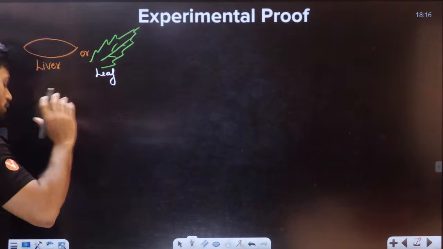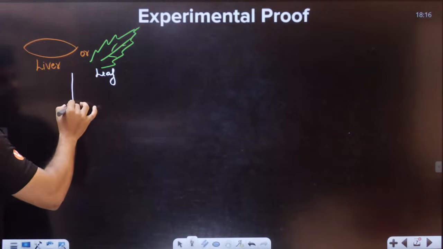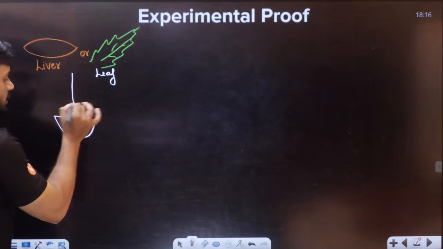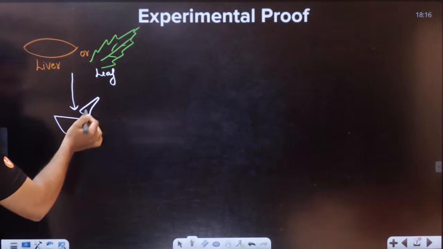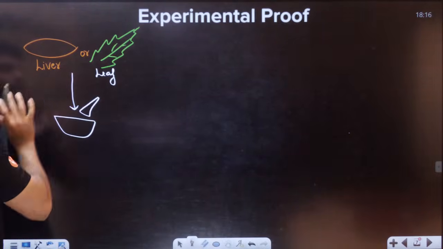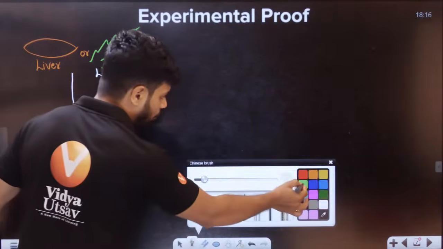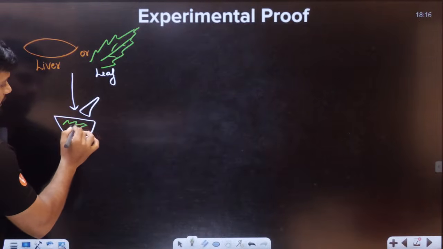Okay. Now students, what you need to do is take this leaf here and add it into a mortar and pestle. Students, do all of you know what a mortar and pestle is? Basically the chutney making process. To this mortar and pestle, we add the leaf or the liver, any one. Since I'm a botanist, I will take a leaf here, students.